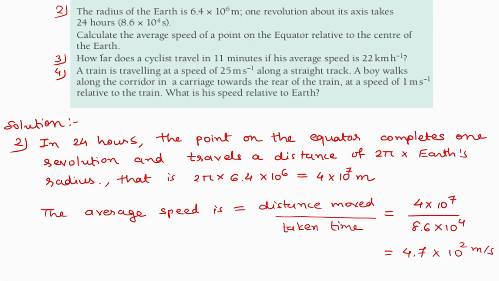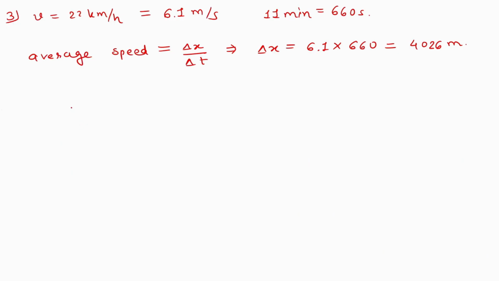Now move on to question number 3. It says, how far does a cyclist travel in 11 minutes if his average speed is 22 kilometer per hour? Now, the speed is given in kilometer per hour, but we have to convert it into the unit of meter and second.